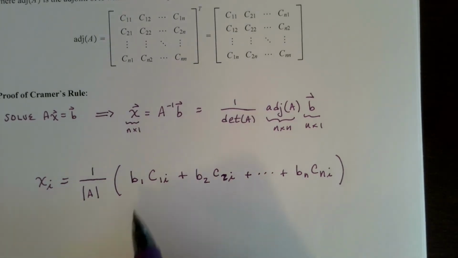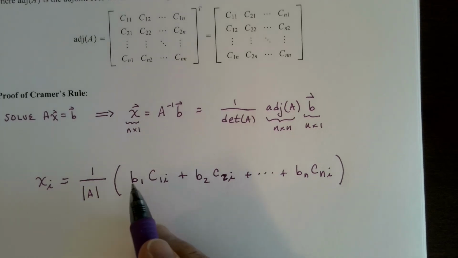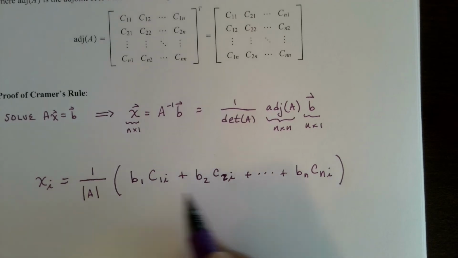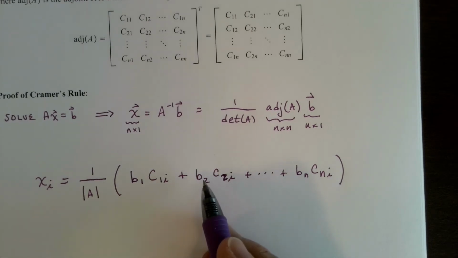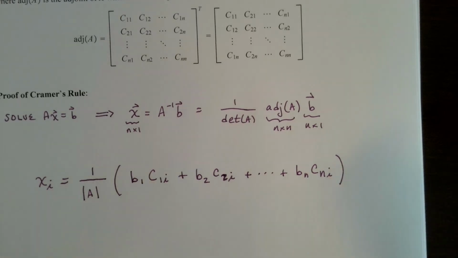But the problem is, what are we supposed to do? Multiply the entry. If this was A1i here instead of B1, and this was A2i instead of B2, and this was Ani instead of Bn, we would just have cofactor expansion. We would have the determinant of A here, if that were the case.